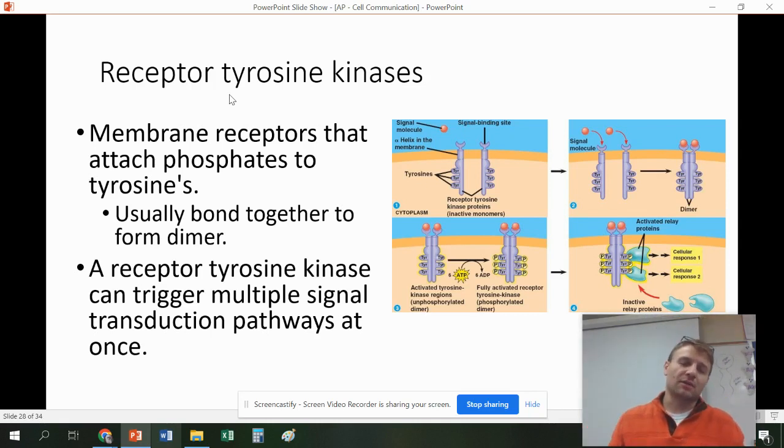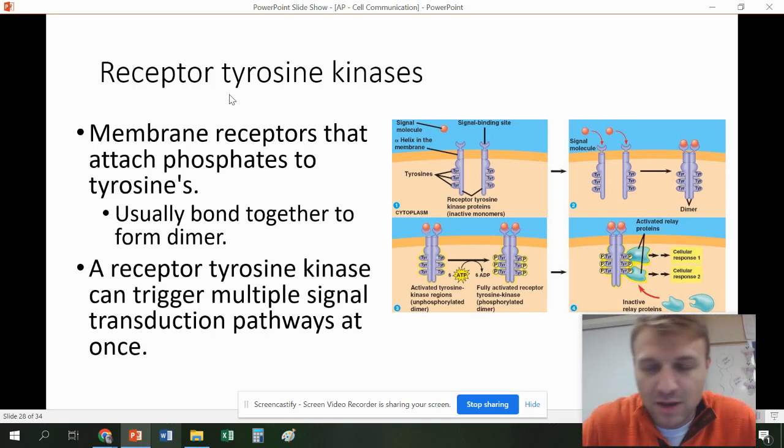Tyrosine kinase receptors. These are membrane receptors. They are going to bind with 2 ligands. You can see here what happens. These 2 ligands bind. They are going to activate the proteins to bond with each other, they are going to be phosphorylated, and then those phosphorylated tyrosine amino acids are going to create some cellular response.